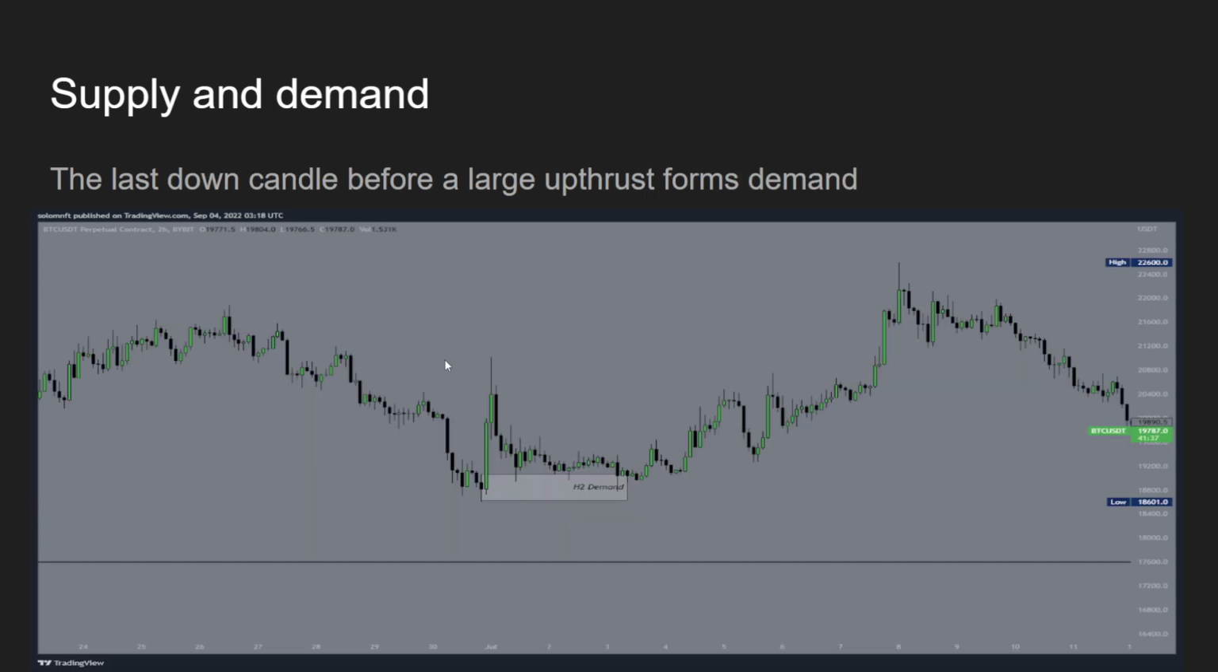The inverse of this would be the demand, so it would be the last down candle before a large up thrust. This would form a demand. Right, so we need an impulsive move.